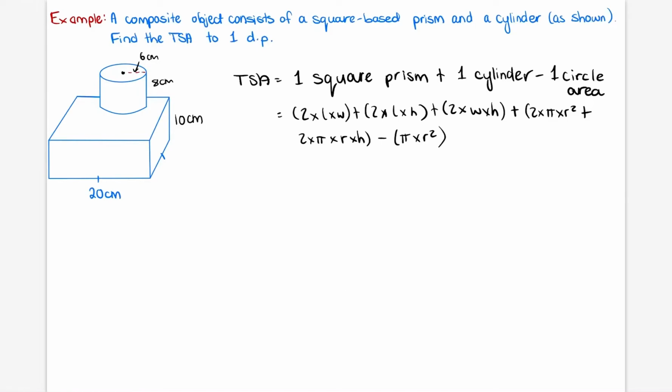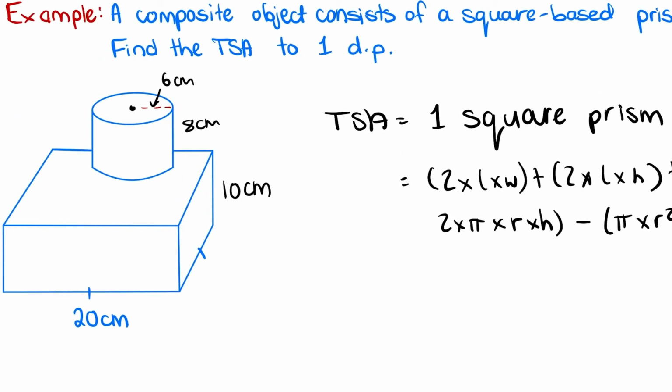Another maths example video. This one is for finding the surface area of composite objects. So for this particular example, we are looking at an object that consists of a square-based prism and a cylinder, as you can see in our lovely little diagram right here. It says find the total surface area to one decimal place.